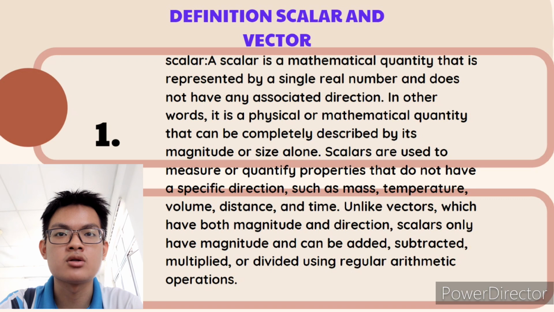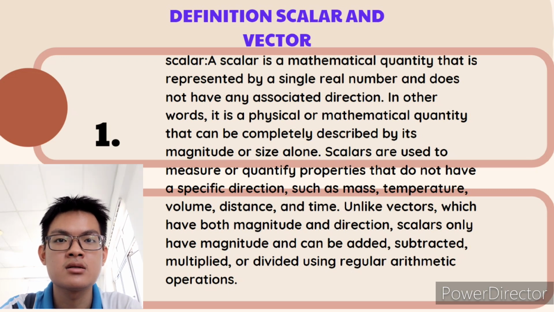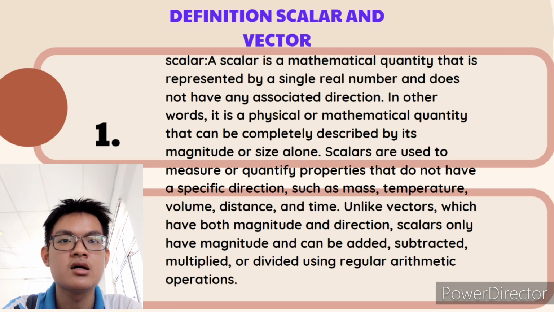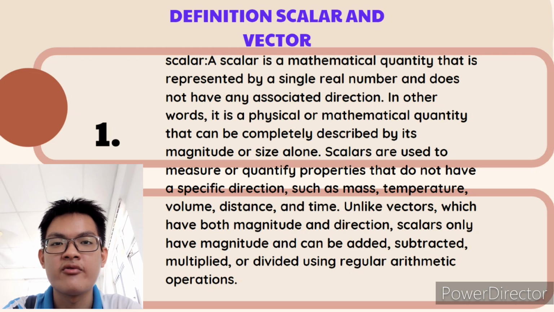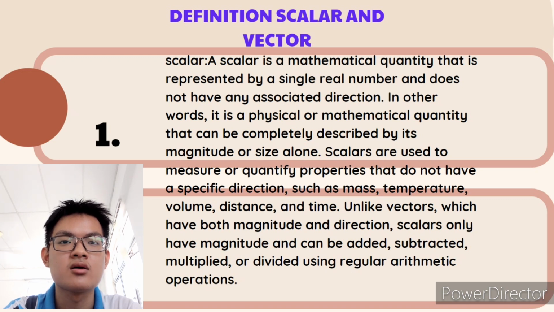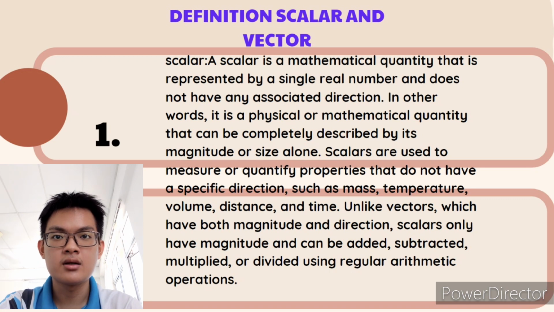I want to present the definition of scalar and vector. Scalar is a mathematical quantity that is represented by a single number and does not have any associated direction. In other words, it is a physical or mathematical quantity that can be completely described by its magnitude or size alone.